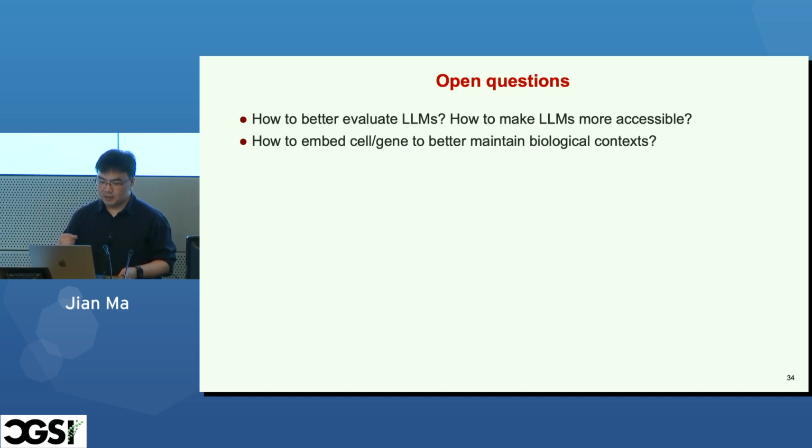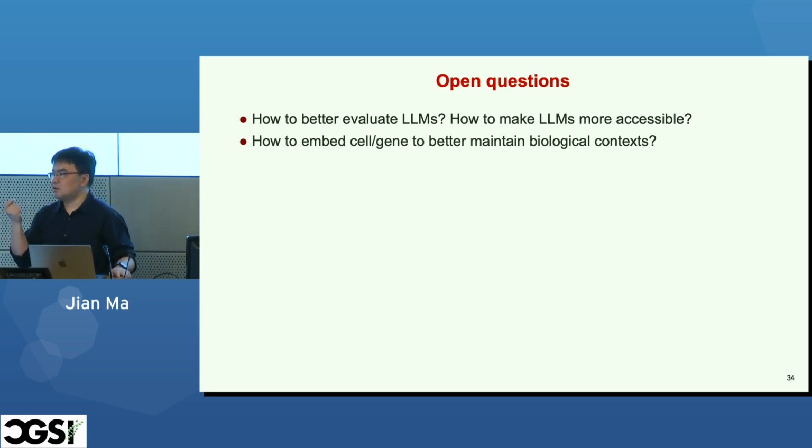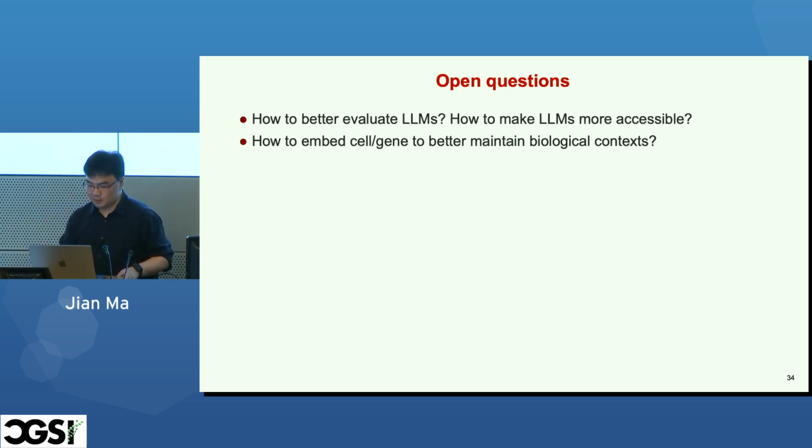How to embed cells and genes to better maintain biological context, like whether the current tokenization or representation is the right way of doing this kind of model building in the first place. Does a cell work that way? You have a list of genes and you order them that way, or for the DNA sequence you consider k-mers, or is there a better way of doing this?